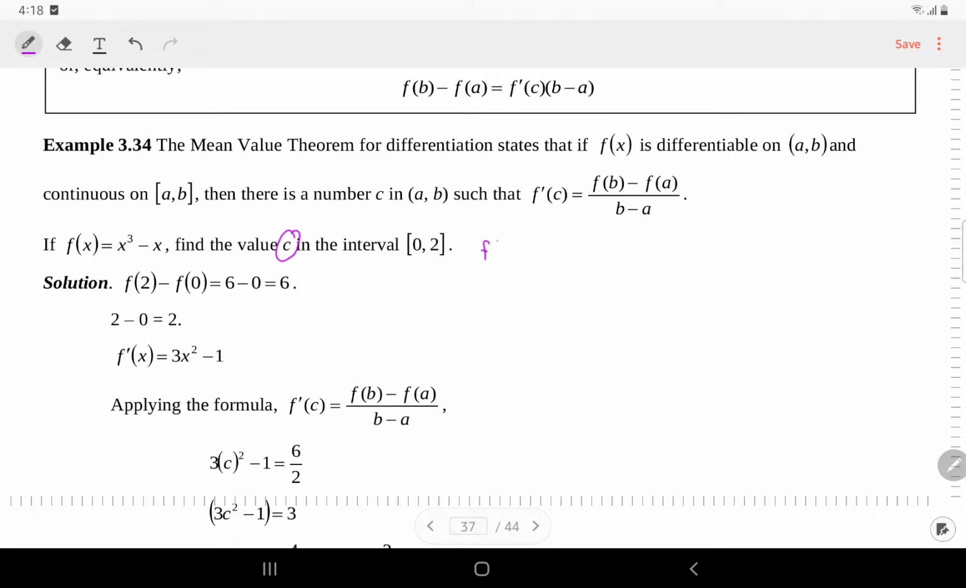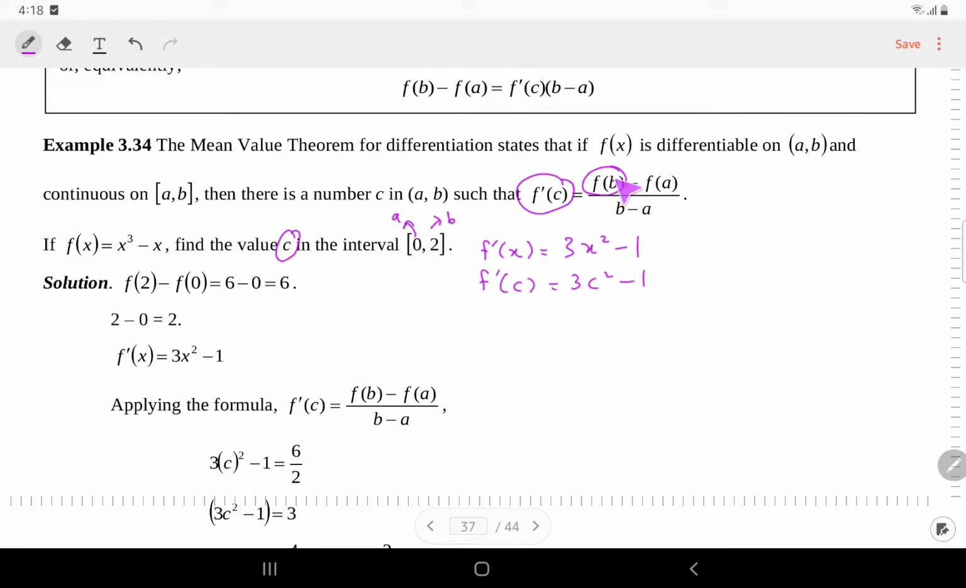So our f prime x is 3x square minus 1. Okay, so our f prime c is 3c square minus 1. Okay, so kita dah dapat yang ni. And then we need to find fb. Okay, fb. What is b? What is a? So this is our a. This is our value of b. Okay, b is 2 and a is 0.